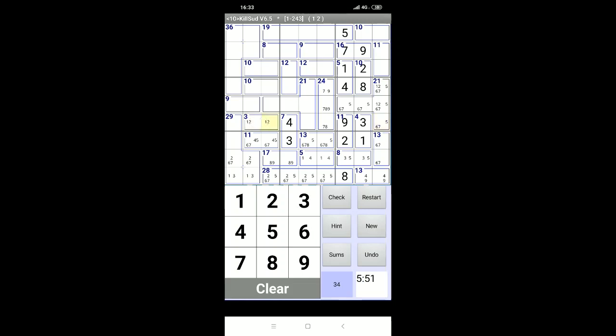So in this row, we've got 1, 2, 3, 4, and 9. 1, 2, 3, 4, 5, 6, 7, 8. 5, 6, 7, 8.